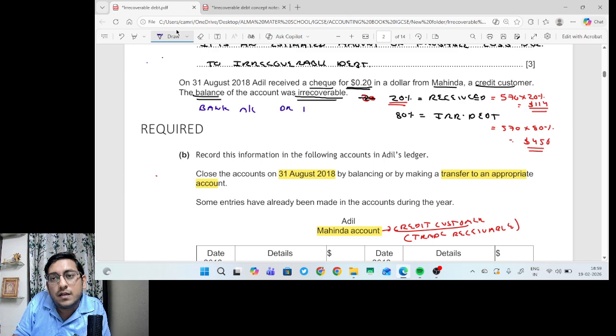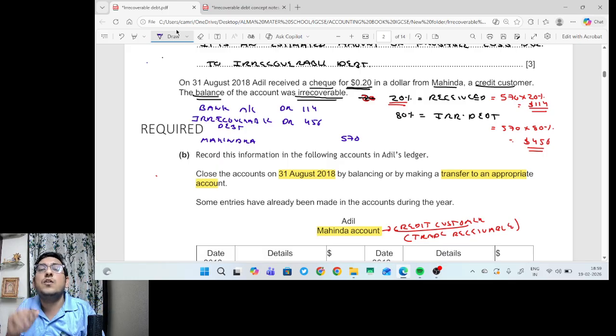Bank account debit $114. Irrecoverable debt account debit, because it is a loss and losses will also be debited. How much? 456. And Mahindra account credit, with how much? 570. So can I say my Mahindra account will be closed?